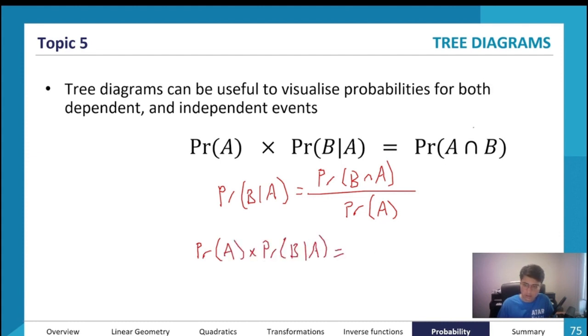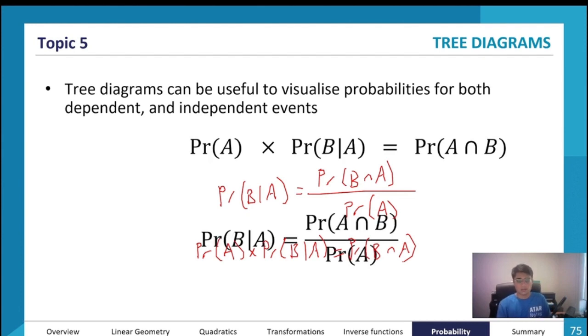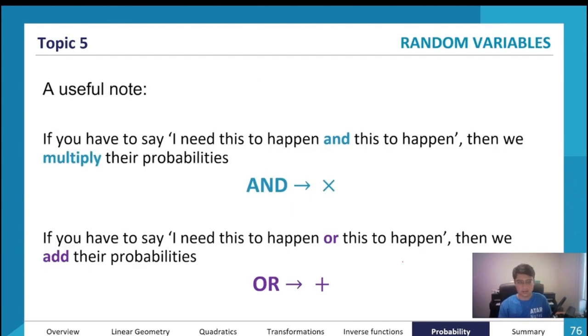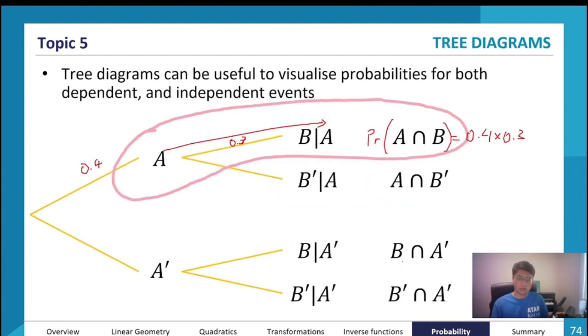We're going to get the probability of A intersect B, or in this case, B intersect A, which is the same thing. One thing to note is that if the question asks you about two events and wants both of them to happen at the same time, then you're most likely going to be multiplying probabilities. So in this case, you want A and B to happen at the same time, so we multiply 0.4 and 0.3.